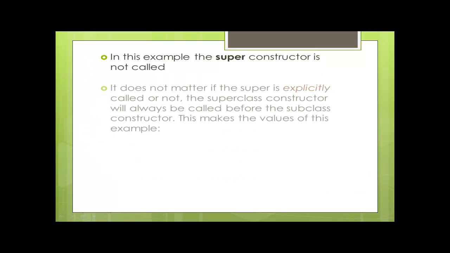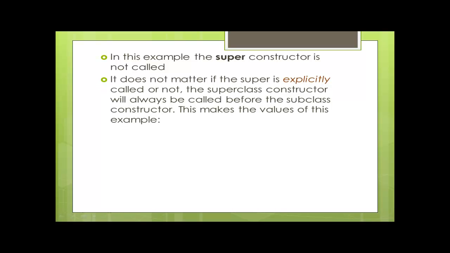In this example, the super constructor was not called. It does not matter if the super is explicitly called or not. The superclass constructor will always be called before the subclass constructor. This makes the values of this example 0, 10, and 0.07. This means that the price is 0, the number of pieces is 10, and tax is 0.07.